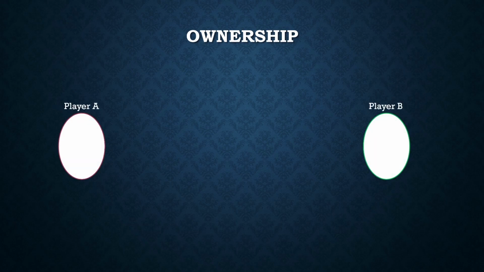The main difference between multiplayer games and single player games is the concept of ownership. And I think that a hypothetical is probably the best way to show this. Let's say I have two players in my scene, player A and player B. Both players have game objects and a script attached to them called player. This controls how they move, their ability to jump, their health, and their ability to attack.